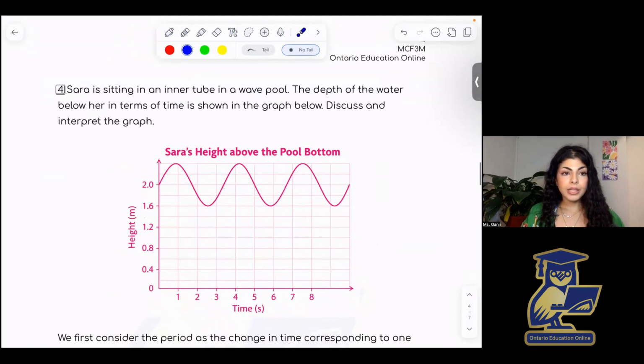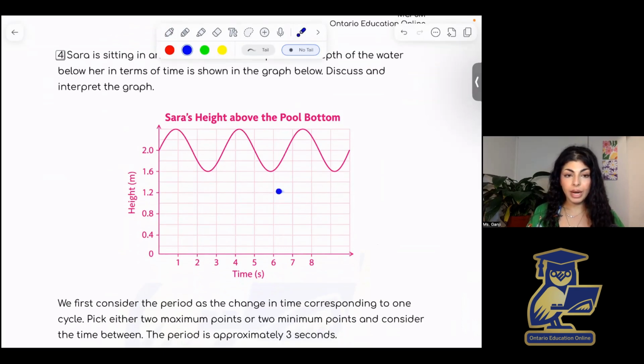Now, an application question for us here. Sarah is sitting in an inner tube in a wave pool. The depth of the water below her in terms of time is shown in the graph below. So we're going to interpret this graph in the context of this problem.